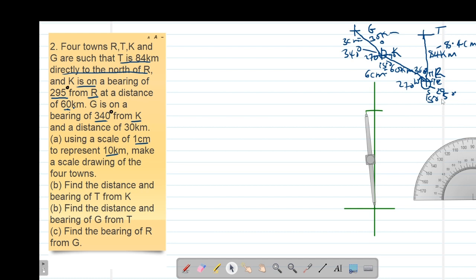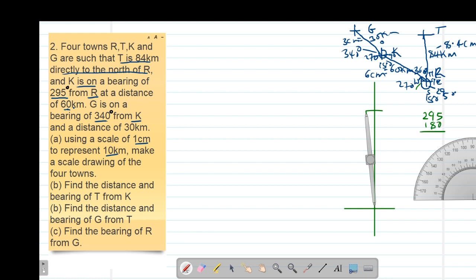Then I need an angle of 295 degrees to take me to point K. So 295, if this is 270 degrees, so up to this point, then I need the remaining angle. Similarly, I can take 295, then I subtract 180 so that I find the remaining angle there.